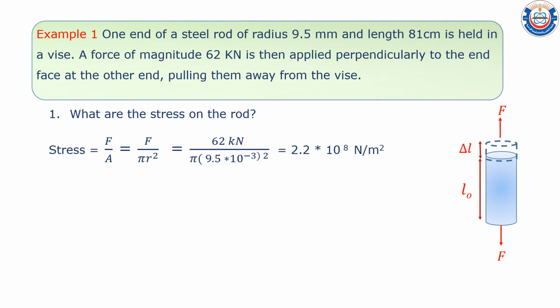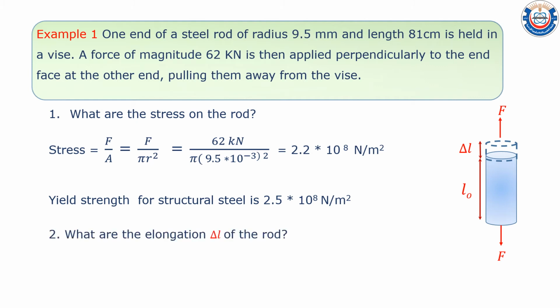If we compare this result with the ultimate strength, as you can see here, this value is still below, or less than, the breaking point for the structural steel. The second thing, what is the elongation delta L of the rod? You know that delta L equals 1 over E, which is the Young's modulus, times force divided by cross-sectional area times the original length of the steel rod.